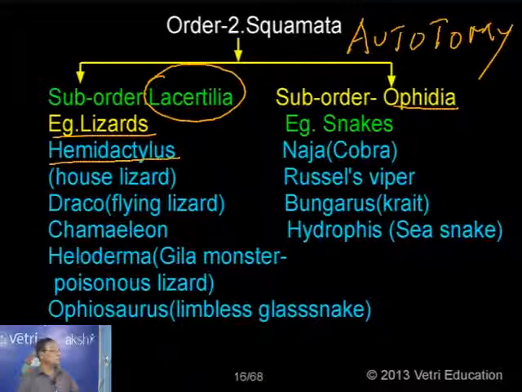So that is what we have in the case of Hemidactylus, known for autotomy. Then Draco, we'll see that picture later, a flying lizard. The skin between the fore and hind legs is extended, supported with some ribs, just like the wings in birds. So autotomy, what is called self-mutilation.